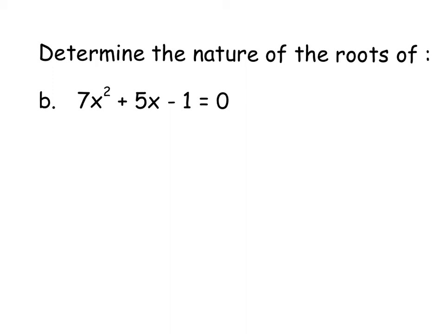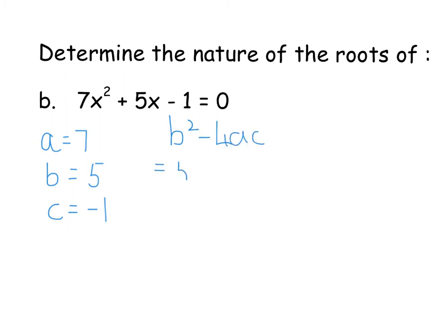So again, I'm going to write down A is the number in front of the x squared, which is 7. B is the middle term, which is 5. And C is the end term, which is -1. Please be careful. If there's a negative in front, you have to include that as well. B squared minus 4ac, our discriminant, gives us B squared is 5 squared. You could choose to go straight to writing 25 there if you wanted. Take away 4 times 7 times -1.